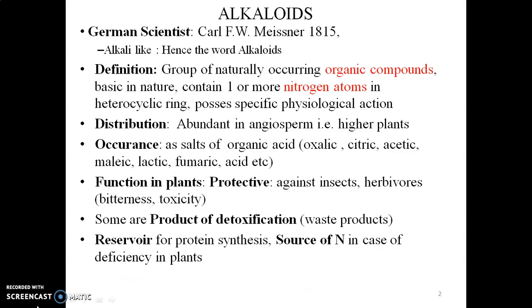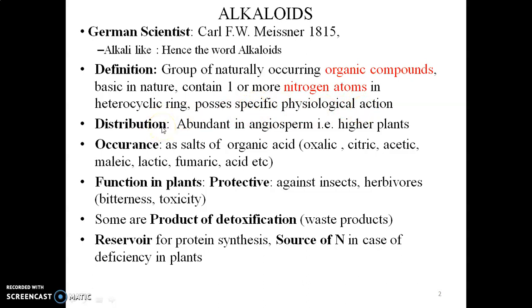Alkaloids. The word alkaloid was coined by German scientist Carl F.W. Meissner in 1815. Alkaloids are alkali-like, hence the word alkaloid was given to them. Definition of alkaloids: it is a group of naturally occurring organic compounds which are basic in nature and contain one or more nitrogen atoms in their heterocyclic ring and they possess specific physiological action.